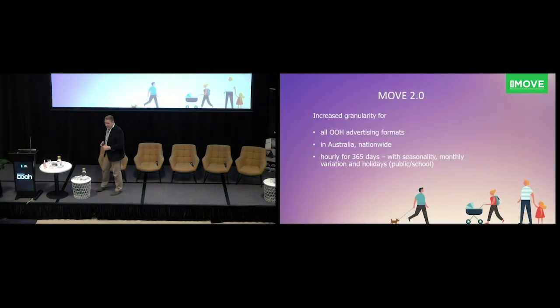When we move forward to next year and Move 2.0 launches, the impression multiplier will become even more granular. We have the opportunity with Move 2.0 to have more granular profiles because we're measuring all signs individually for 365 days of the year with hourly audiences. It's a huge task and has been underway since 2021, and when we have that data, you'll start to see that the hourly profiles we have at the moment will actually be individual to each sign, and they will vary from week to week.